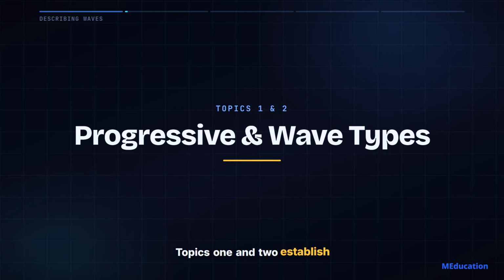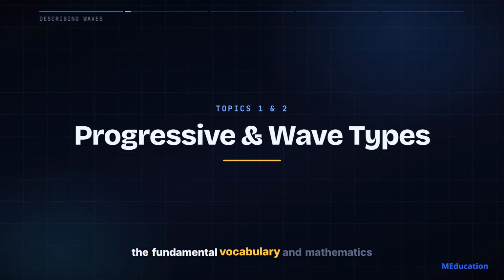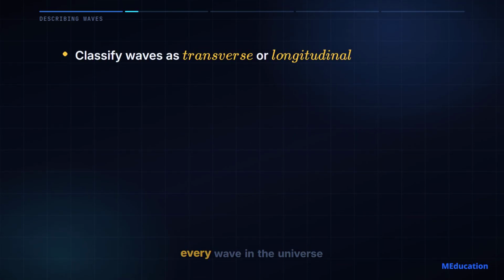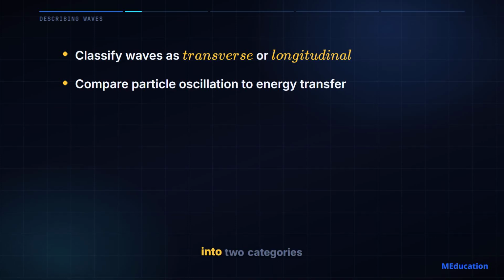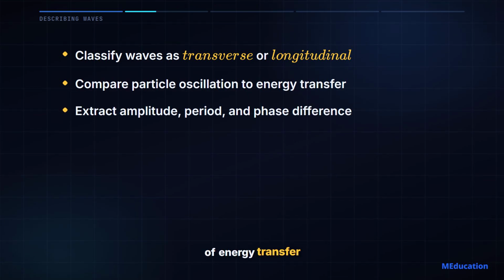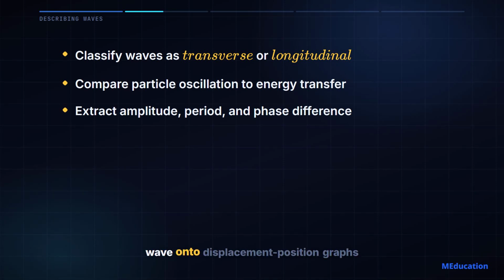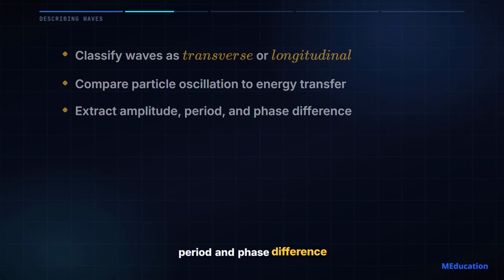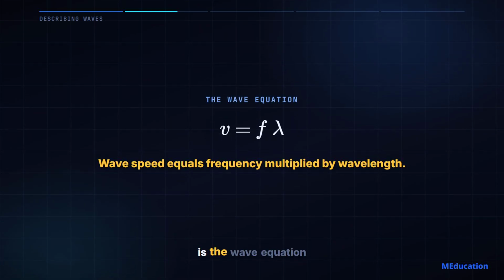Topics 1 and 2 establish the fundamental vocabulary and mathematics of oscillations. You will learn to classify every wave in the universe into two categories, transverse or longitudinal, by comparing the direction of particle oscillation to the direction of energy transfer. You will also map the invisible compressions of a sound wave onto displacement position graphs, extracting crucial parameters like amplitude, period, and phase difference.